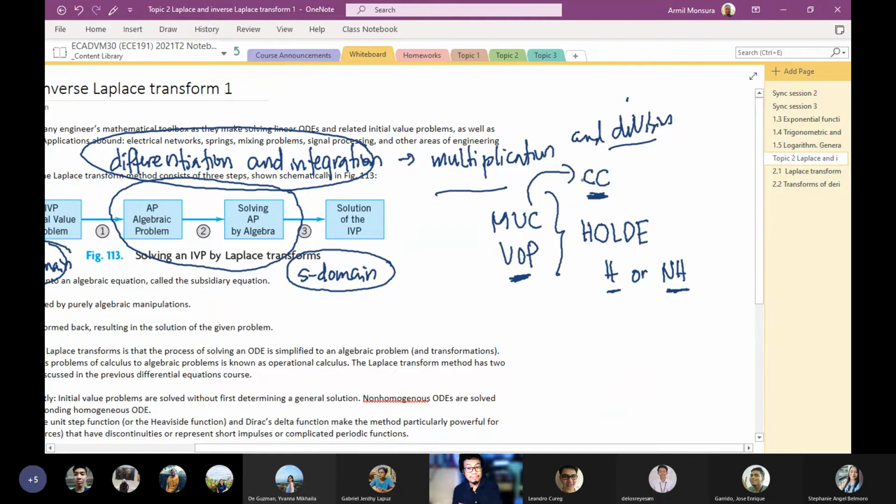I'm not saying directly ha. Hindi ko sinasabing ang differentiation ay directly multiplication sa S domain and integration is directly division in S domain. No, some form. Okay, mamaya, later on ipapaliwanag natin yung tinatawag na some form na yun.